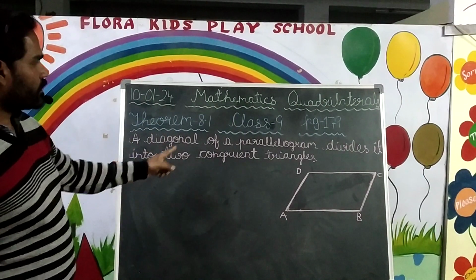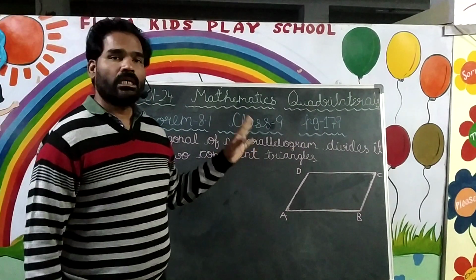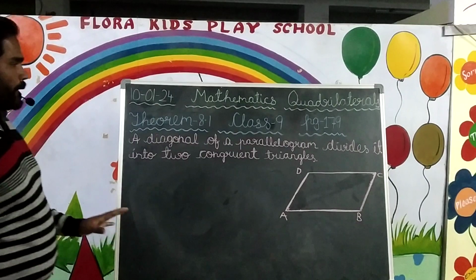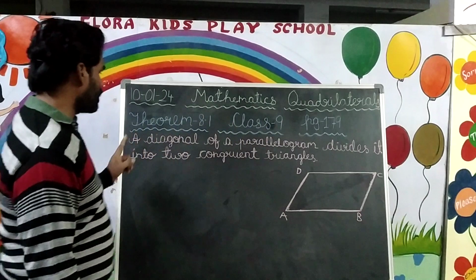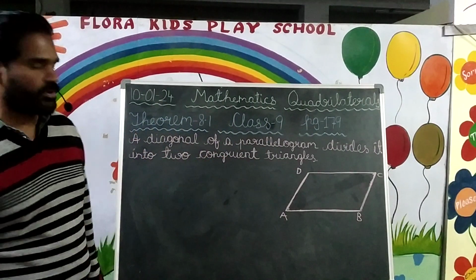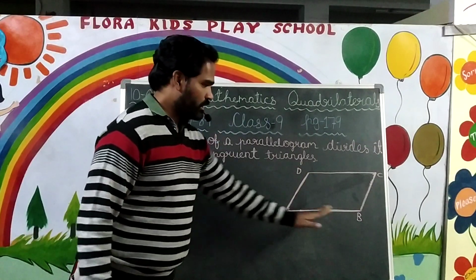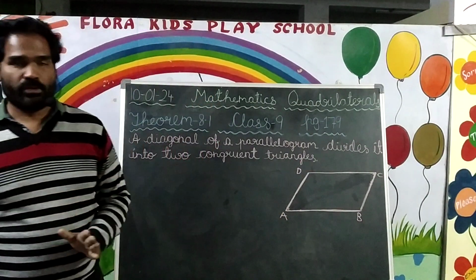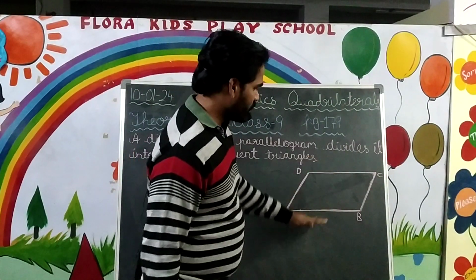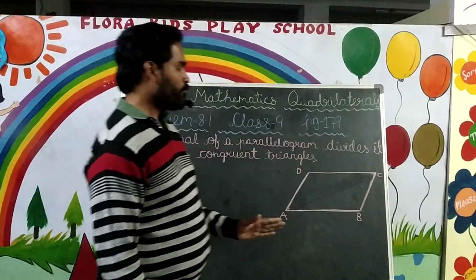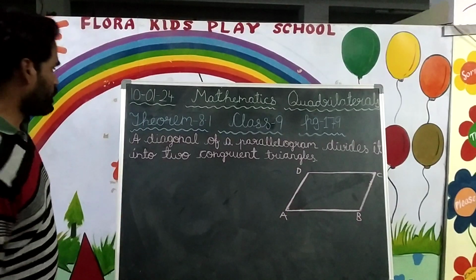A diagonal of a parallelogram divides it into two congruent triangles. This is what we need to prove. We need to prove that the diagonal of a parallelogram divides the parallelogram into two congruent triangles. First of all, let's understand that the given diagram is a parallelogram. What is a parallelogram? A four-sided quadrilateral in which the opposite sides are parallel and equal, and none of the angles are 90 degrees, is said to be a parallelogram.